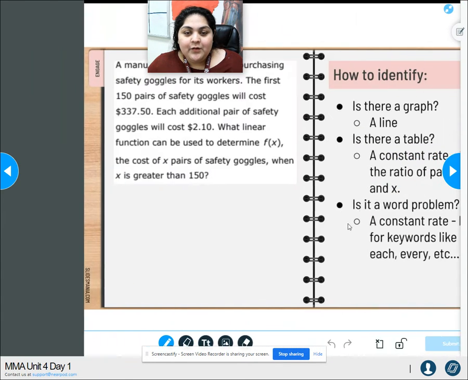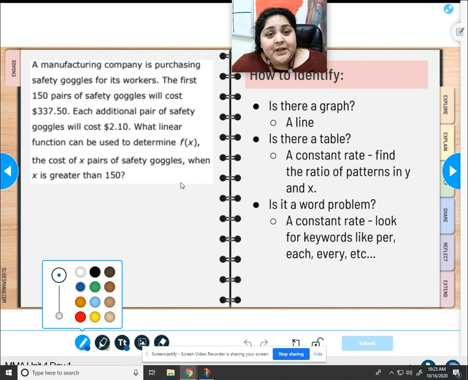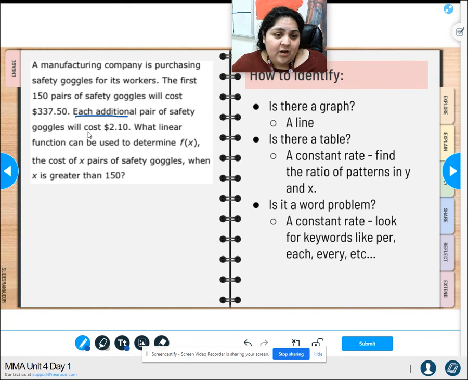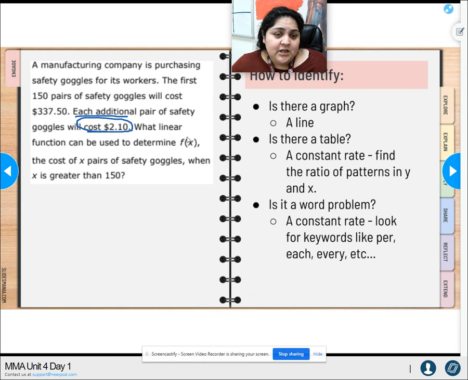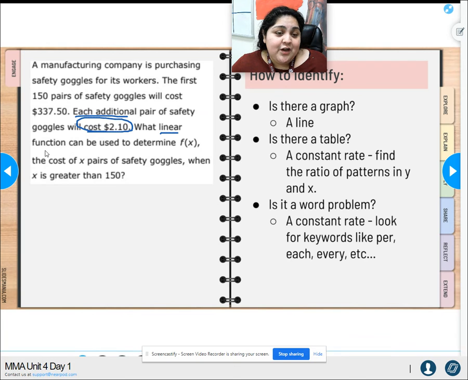Okay, we go to the next one. All right, so we move this again. A manufacturing company is purchasing safety goggles for its workers. The first 150 pairs of safety goggles will cost $337.50. Each additional pair of safety goggles costs $250. So just for every one pair, you're going to get this. Again, it tells you linear function. So yeah, this is going to be linear.